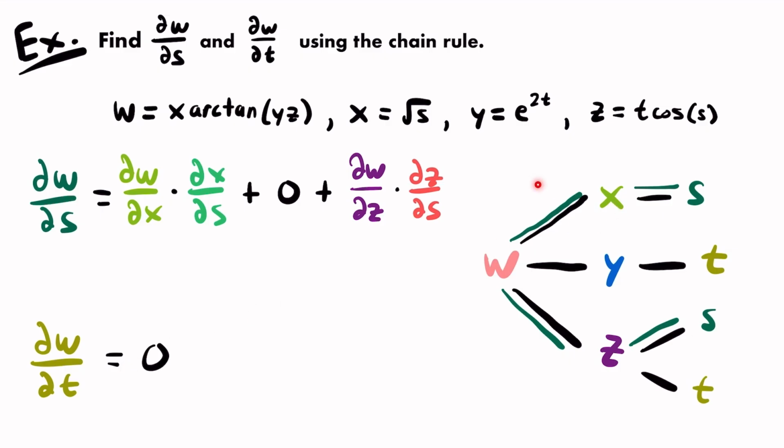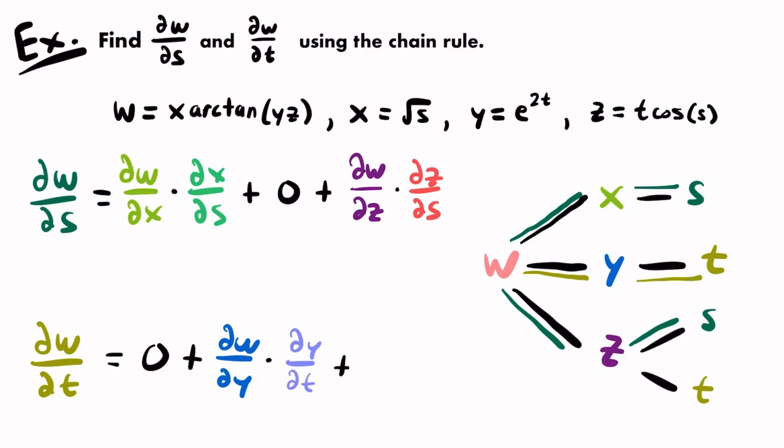X is entirely defined in terms of s, so the partial derivative of that with respect to t would be 0. And so multiplying that by the partial derivative of w with respect to x just results in a 0 for that term. Okay, so let's just move on to the second term here, which would be based on y, and we can take a path from w to t in this case. We'll take a partial of w with respect to y, and then a partial of y with respect to t. So that will look like this. We'll have a partial of w with respect to y times a partial of y with respect to t.